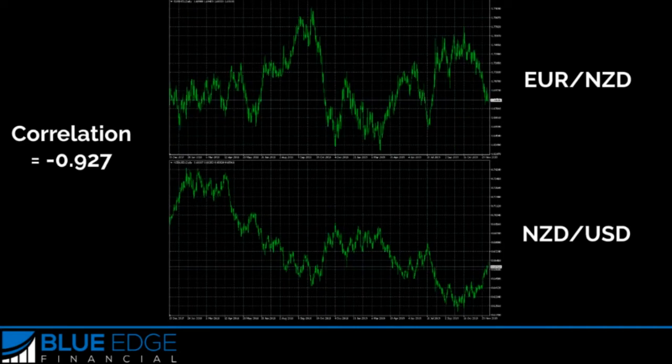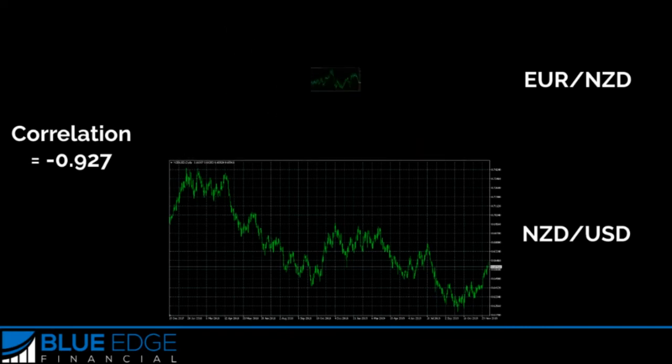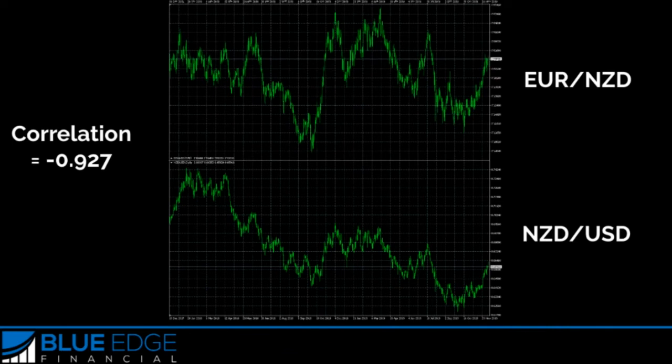Now let's look at two other pairs. We have the Euro/NZD and the NZD/USD. And you can see these have a negative correlation coefficient of 0.927. That means that when one goes up, the other goes down. In fact, let me just flip this top Euro/NZD chart upside down for you. Look at that. You can see that when I flipped it upside down that these two charts look very similar. They both go up and down at almost the same points. So I'm going to flip this back now.